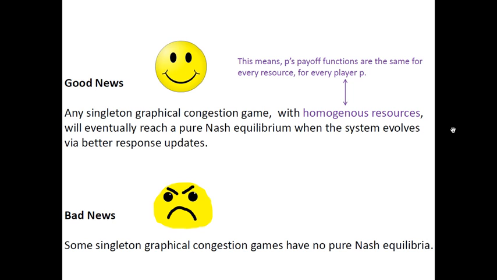The bad news is that if you look at the more general cases, where your payoff functions are player dependent and resource dependent, you no longer necessarily have this property that the system can self-organize. Worse than that, there might not even be any pure Nash equilibria. You can find examples of systems with heterogeneous players and heterogeneous resources which don't even have pure Nash equilibria.